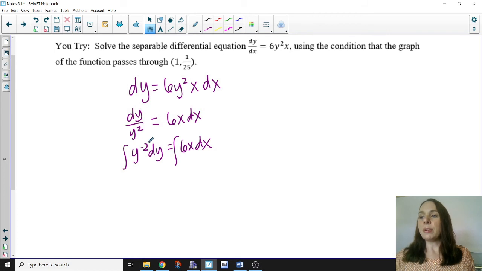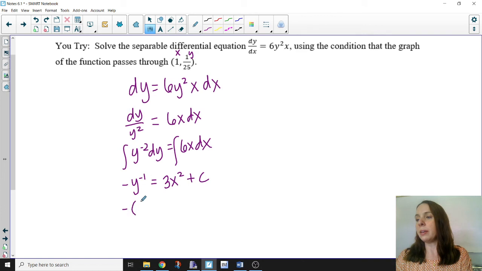Okay, keep in mind, antiderivative power rule on this side says you need to add 1 to your power, so that would be a negative 1 power, and then that will divide by that as your coefficient out in front. So the antiderivative of y to the negative 2 is negative 1, or just negative y to the negative 1. On this side, the antiderivative of 6x, what's that? 3x squared, right? Plus c. Put the plus c on the x side. Now let's use this ordered pair. 1 will go in for x, 1 over 25 will go in for y to solve for c.